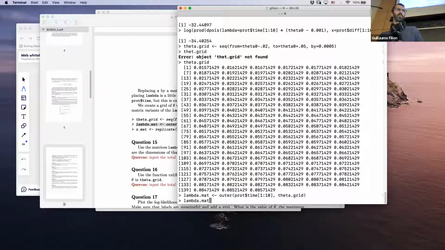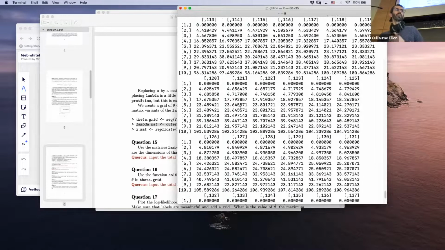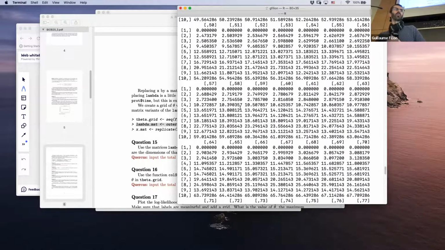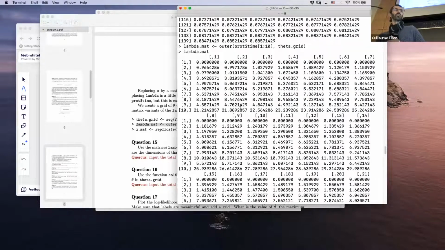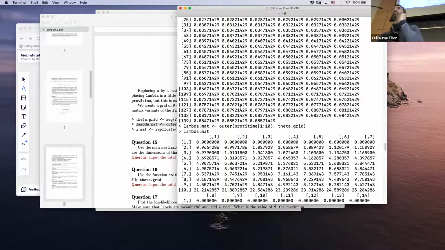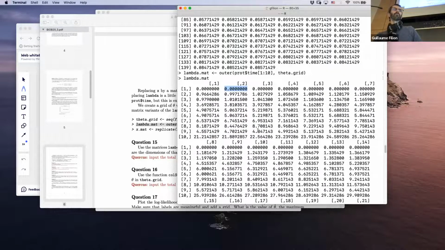So this one is pretty big now. Okay, it's a matrix of the values of lambda. And so everything it did is to multiply all these individual values of theta by the 10 values we had for the time. And so this is why they always start with 0 here, all the columns, because remember that for the time, the first value is 0.